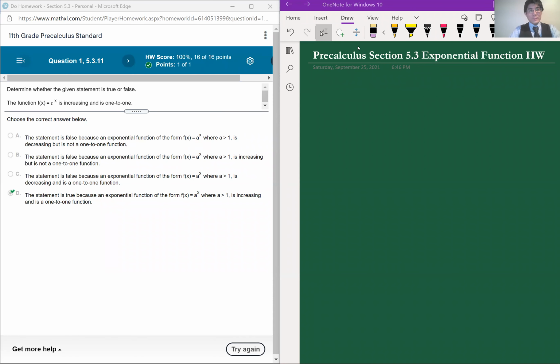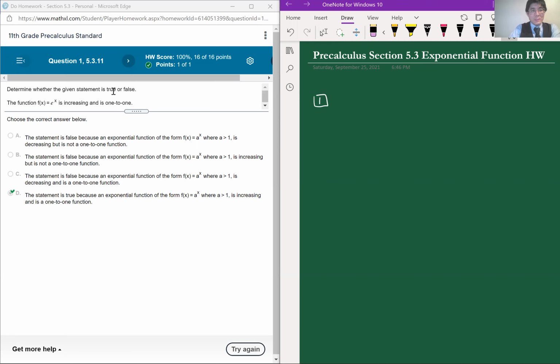Hello. This time I'm going to explain the homework problems from Precalculus Pearson, section 5.3, which is about the exponential functions. There are 16 problems to go. So first one is problem number 11, multiple choice.